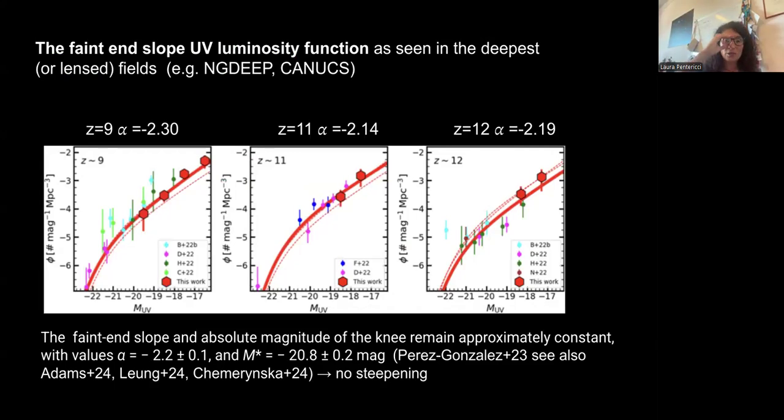So the latest results are that this faint end slope does not steepen, it remains constant. Of course, the error bars are still there, but we're starting to see that things converge. So there is no steepening of this faint end.